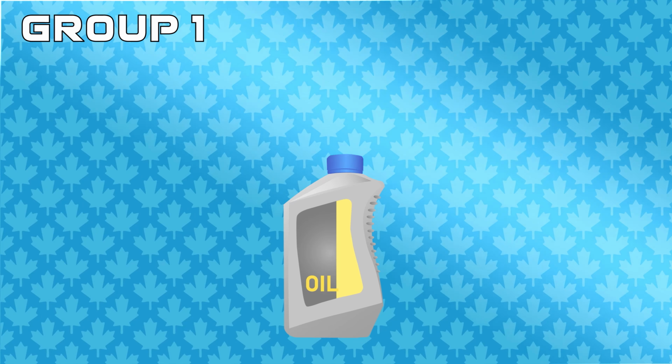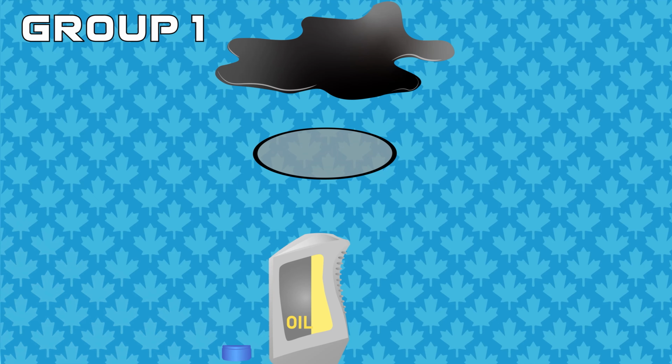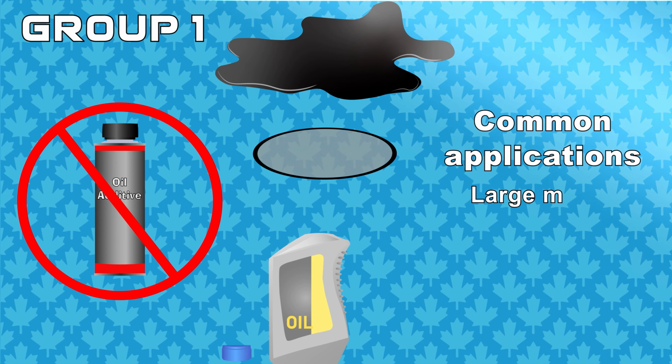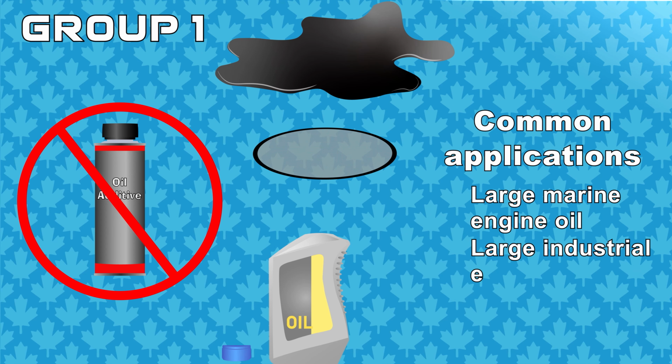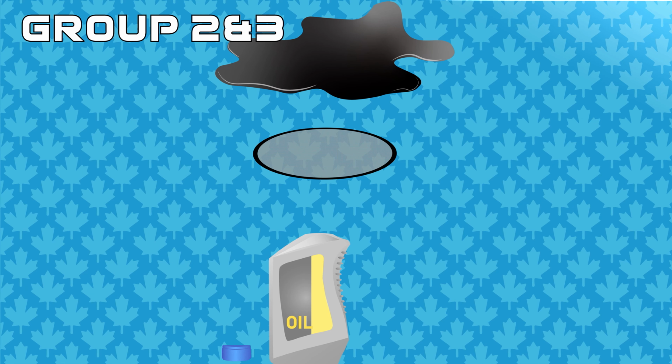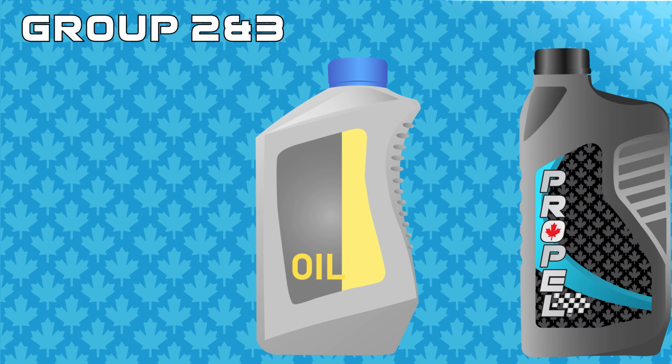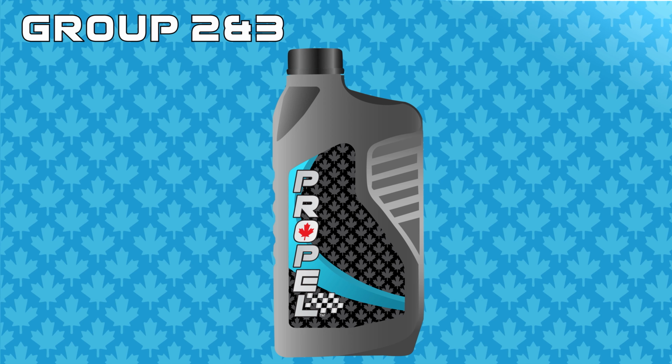Group 1 base stocks, sometimes referred to as bright stock, are mineral oils that are largely produced by solvent extraction alone, and finished lubricants often do not contain any additives. Common applications include large marine engine oils and large industrial engine applications. Group 2 and 3 oils are similar but are further refined by the hydrocracking process. Other methods are utilized in the refinery process too, but these are the major ones we will cover for now. Many lubricants in the Propel line utilize Group 2 and 3 base oils.